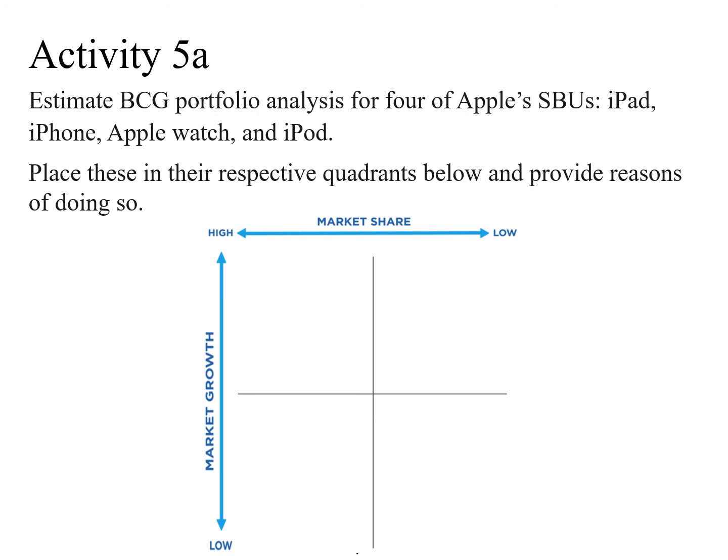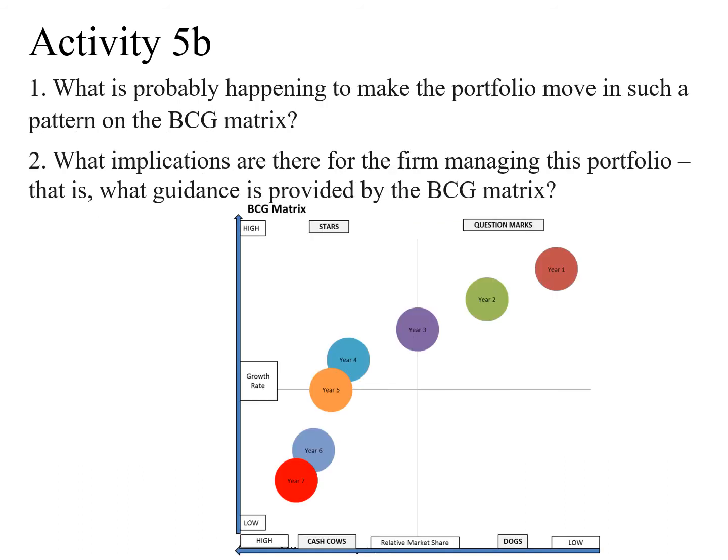So just write one statement. Let's say iPad goes to whichever quadrant you select, and then write one statement with the reason why you put it in that quadrant. Once you're done with that, go to Activity 5B.